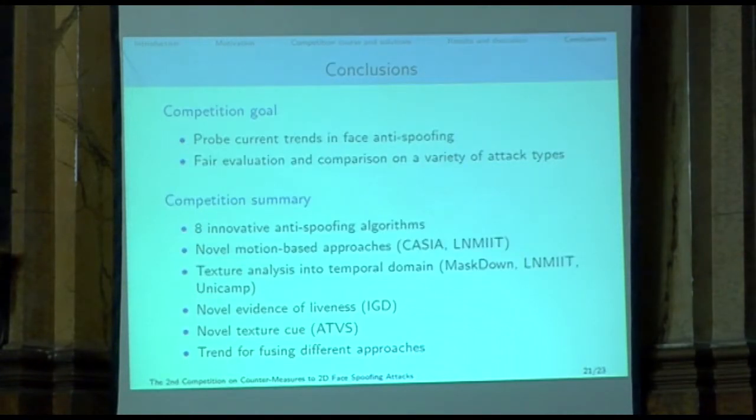So to conclude my talk, again, the goal of our competition was to probe current trends in face anti-spoofing, to see what are the new directions, and to do a fair evaluation and comparison of different methods on a variety of attack types. We received 8 innovative anti-spoofing algorithms. Each of the teams contributed in a different way. Some of them proposed novel approaches, some of them proposed even novel cues for spoofing detection in face recognition. And one trend that most of the teams are following in general was the trend of fusing different approaches.